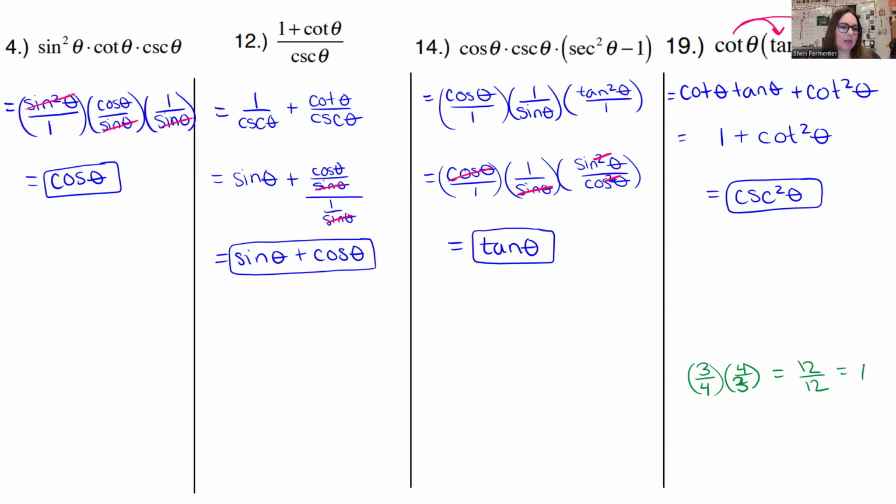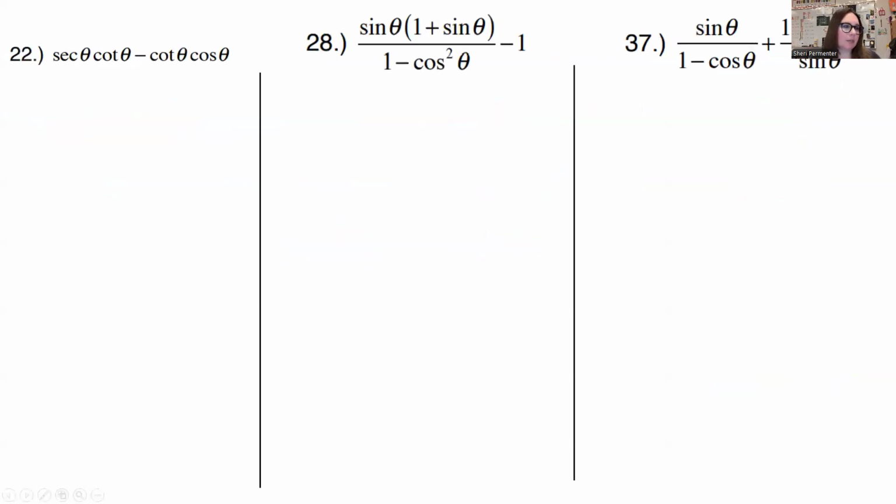All right, I've got 3 more that I'd like to do with you. And again, this is going to give you lots of examples. So I'm giving you 13 different examples. So you should have lots of examples to look at. So continuing on, question 22.